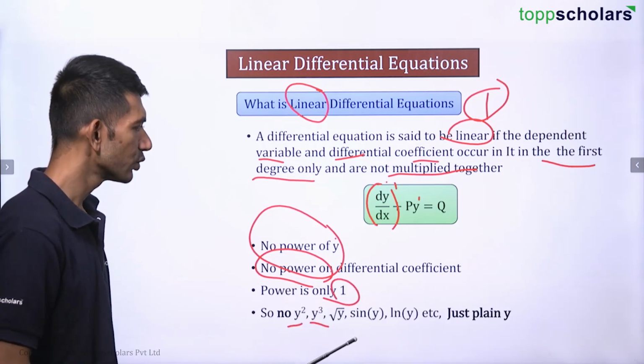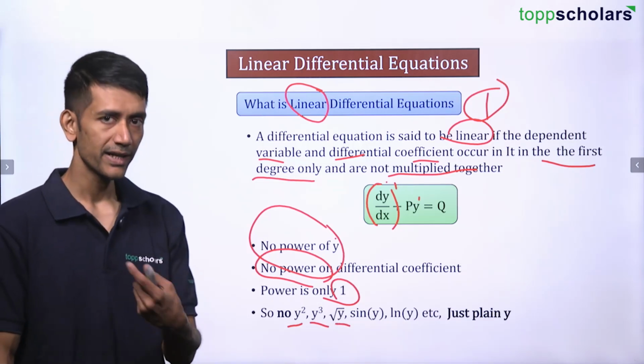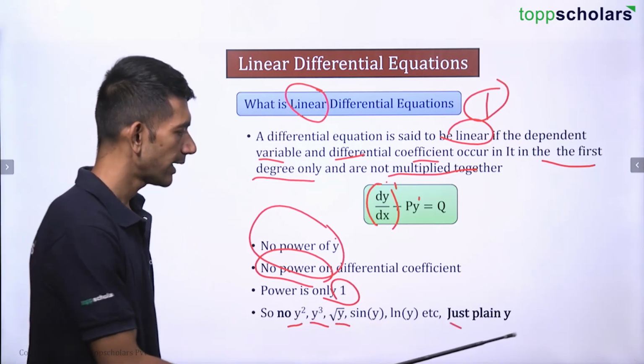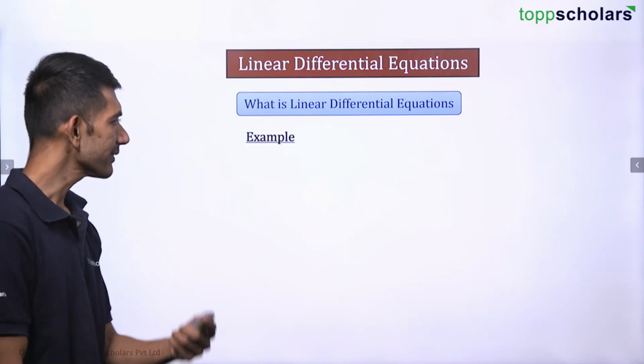No y square, y cube, we don't have under root. Under root, so anyways, we are not going to have, and it's just plain y basically. Now let us see an example.